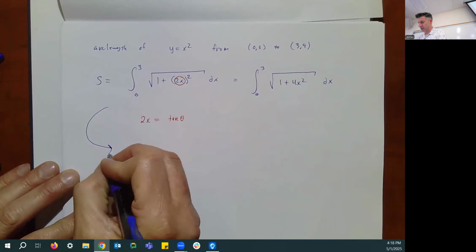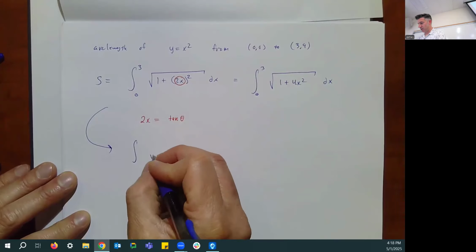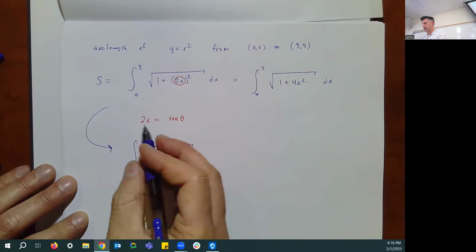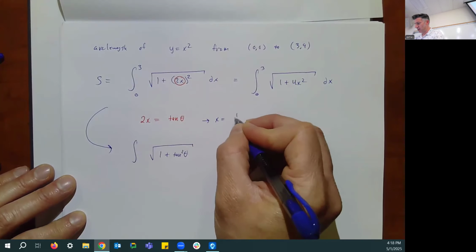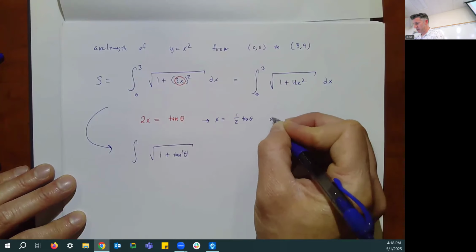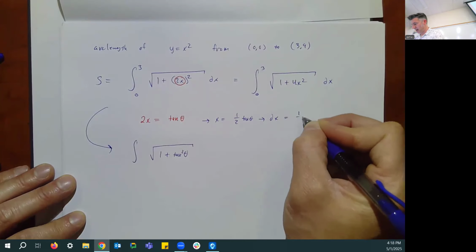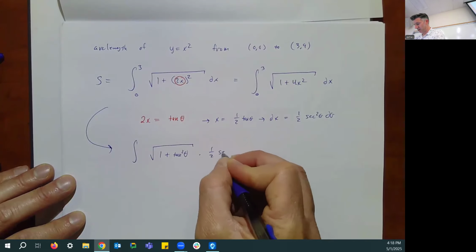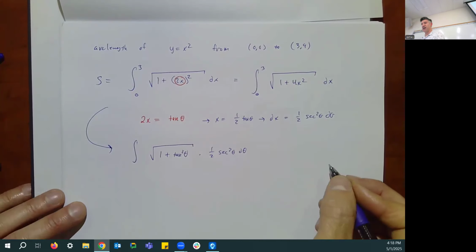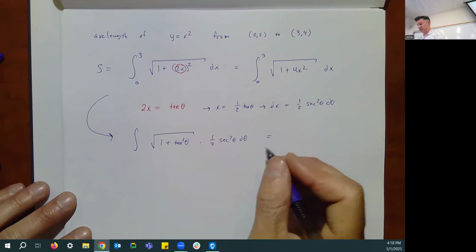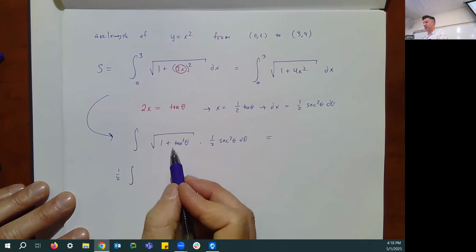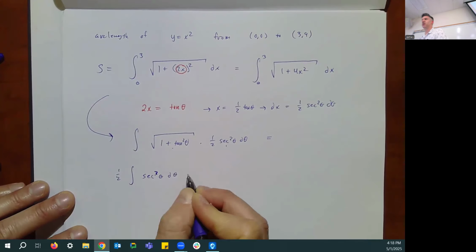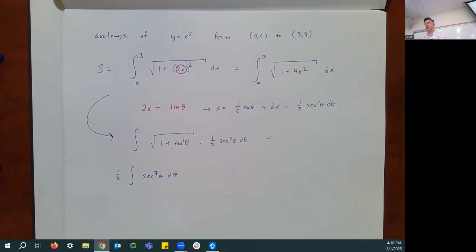So we rewrite this as the integral. I'm not going to worry about this for a second. We get the square root of 1 plus tangent squared theta. And then since x is equal to 1/2 tangent theta, my dx is equal to 1/2 secant squared theta d theta. So I get a 1/2 secant squared theta d theta here. And then, fun times, this is going to be 1/2 times the integral of secant times secant squared, which is secant cubed, which is ugly. It is doable, but it's gross.